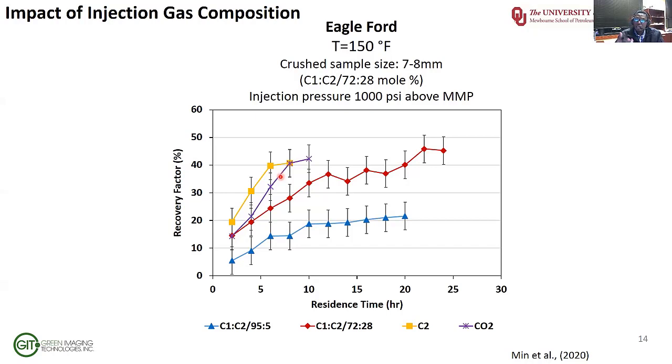So we can see that if we inject CO2, not only will we be producing quite a bit of hydrocarbon, but we can hope to sequester some of this CO2 as well. Followed by CO2, we have the 72% methane, 28% ethane gas, which also produces quite a bit. And we can see that the worst gas happens to be the 95% methane, 5% ethane. So it seems like as we reduce the amount of ethane and increase the amount of methane, the gas efficiency reduces. And so we can also do this kind of evaluation.